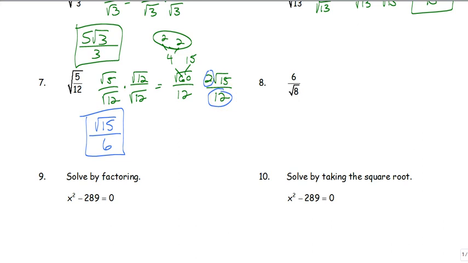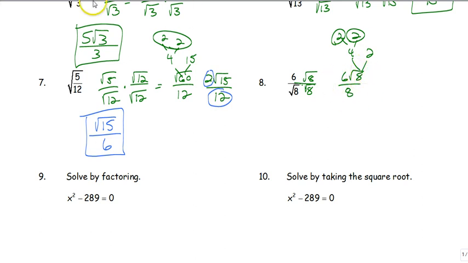Alright, last problem on these. Multiply the top and the bottom by root 8. So we get 6 root 8 over 8. There's 2 options you can go here. You can break down this first, and then after that, simplify the fraction in front.